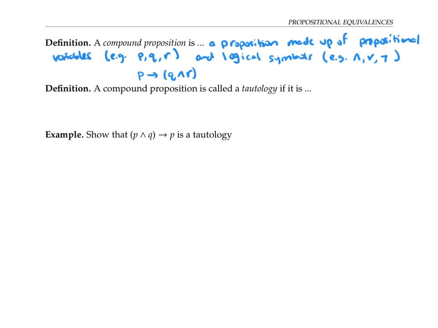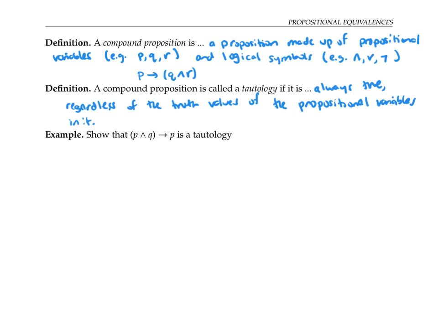A compound proposition is called a tautology if it is always true, regardless of the truth values of the propositional variables inside it. Let's show that the compound proposition P and Q implies P is a tautology. We'll do that using a truth table.